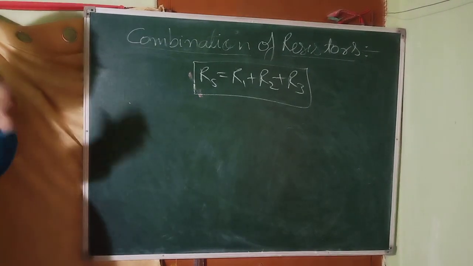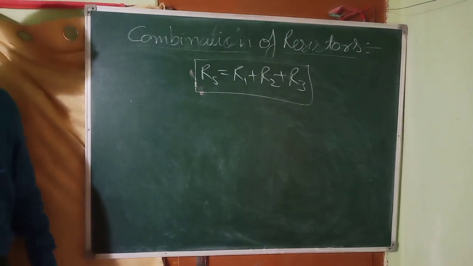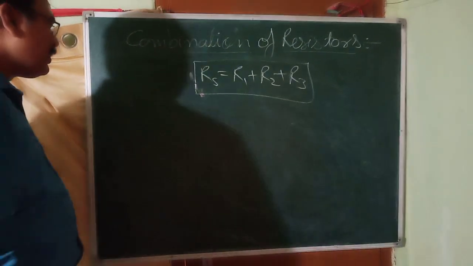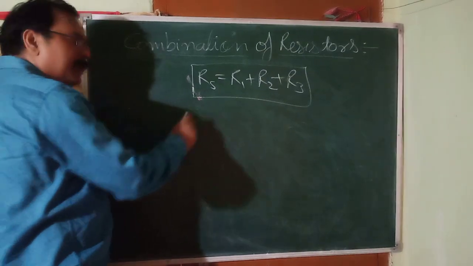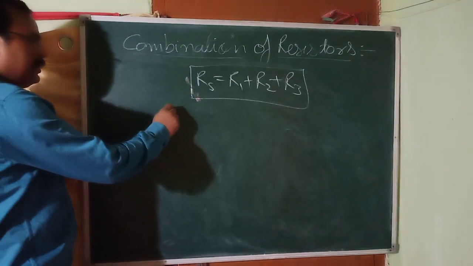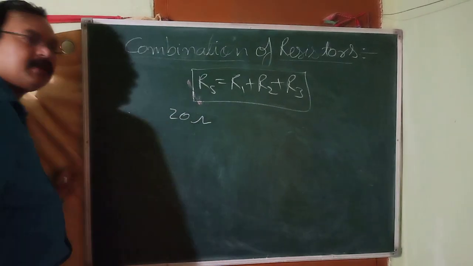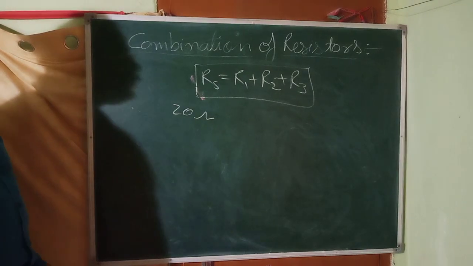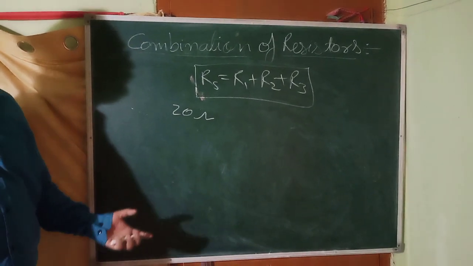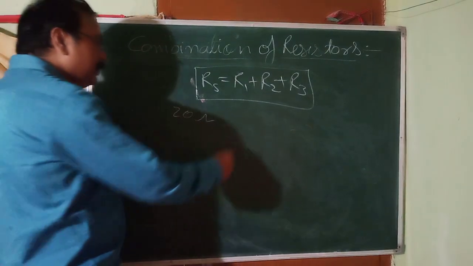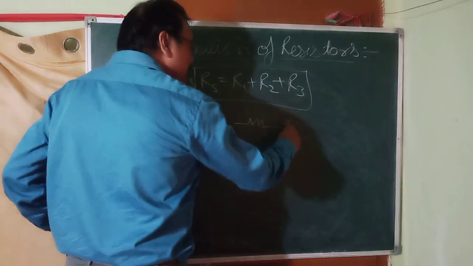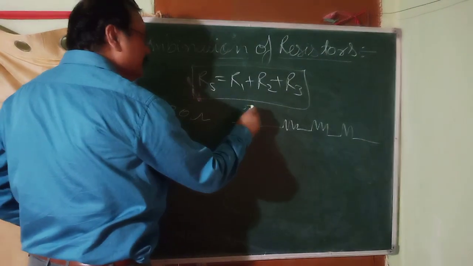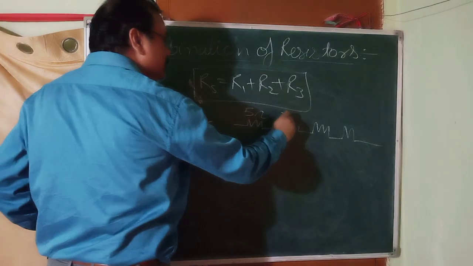Now see how the series combination is helpful to us. Why do we need this at all? Suppose you are constructing a circuit, and in that circuit you require a resistance of, suppose, 20 ohm. But you don't have a 20 ohm resistor with you. You have, suppose, all 5 ohm resistors. Then what will you do? In that case, you can connect them like this. This is 5 ohm. This is also 5 ohm.